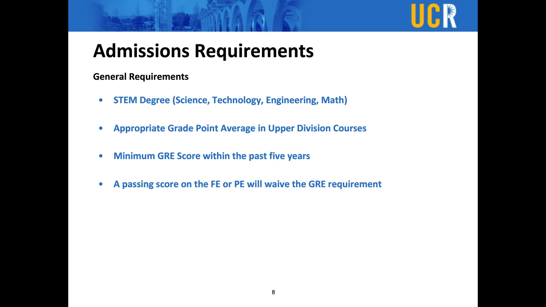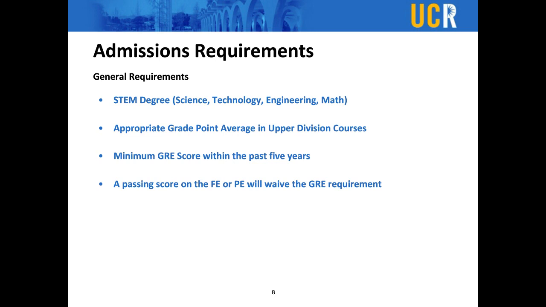We do recognize that we didn't all have that same work ethic or interest in those general education courses at the freshman and sophomore level. You will need to have a minimum GRE score that is from the past 5 years. A passing score on the Fundamentals of Engineering exam or the professional engineer's exam will waive that GRE requirement.